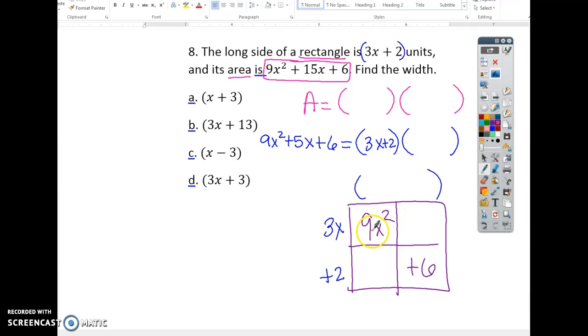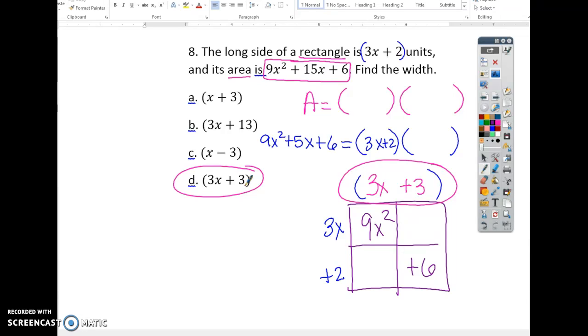9x squared divided by 3x is how much? 3x. And 6 divided by 2 is how much? Positive 3. This is the answer. How can you check it? You put it in y1 and y2. This goes in y1, the quadratic. The answer goes in y2. Quadratic goes in y1. The answer goes in y2.